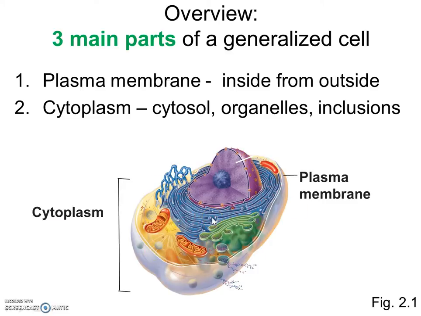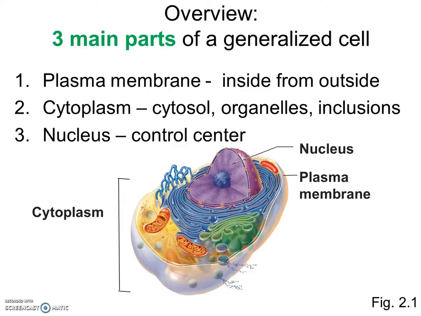Within the cytoplasm, of course, we have many structures. We have the cytosol, we have several types of organelles, and we have inclusions. And then finally, we have the nucleus. And the nucleus tends to be towards the center of the cell, right here, and it is considered the control center. Now we're going to go into each of these 3 parts in more detail. So let's start off with the plasma membrane.